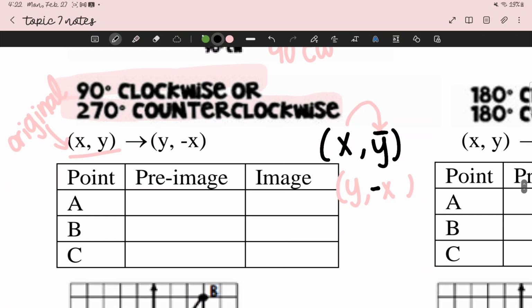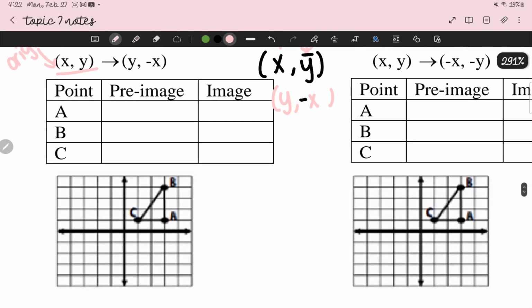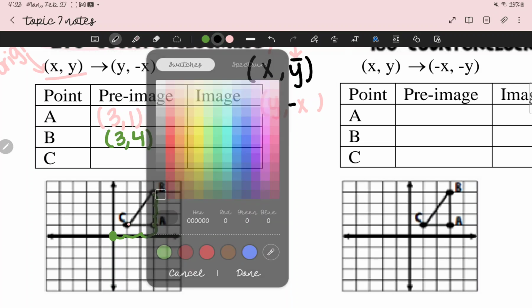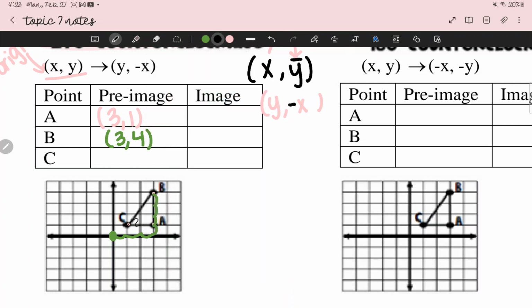So practicing here, we have our original points. We need to see what these points are, since they're already plotted. Point A is located at the point 3, 1. Point B, and I'll use a different color, I can see these points easily by counting. I go 1, 2, 3 to the right, so that's 3. And I go 1, 2, 3, 4 up, so that's 3, 4. My final one is C, where it's just 1, 1.